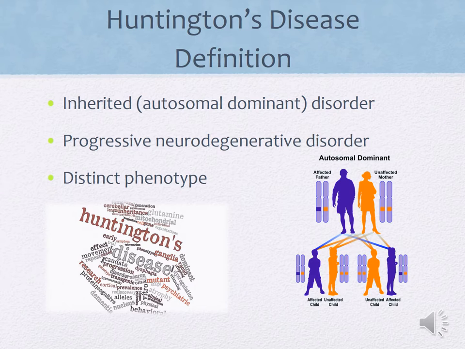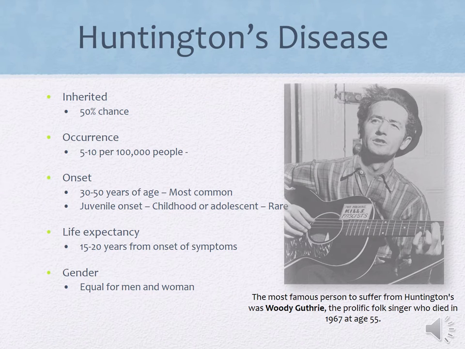First, let's take a look at the definition. Huntington's disease, also known as Huntington's chorea, can be defined as an inherited disorder. It is a progressive neurodegenerative disorder with a distinct phenotype. So here are some facts about Huntington's disease you should be aware of.